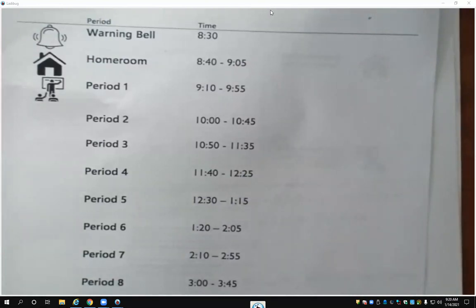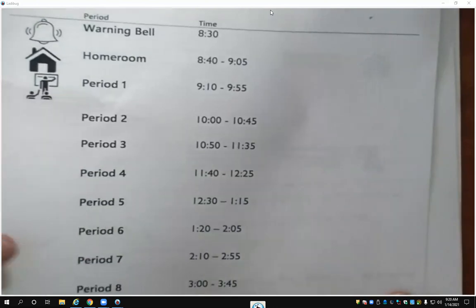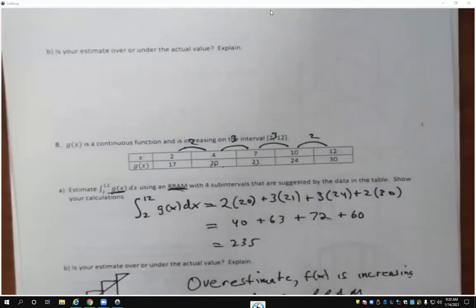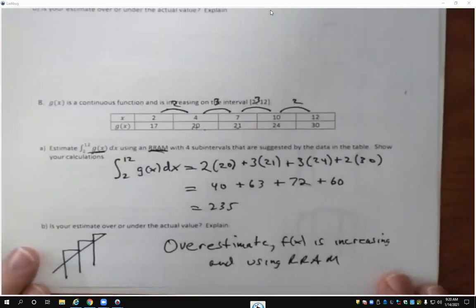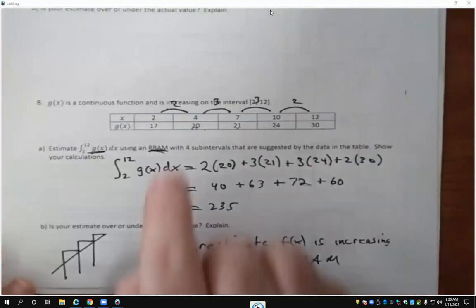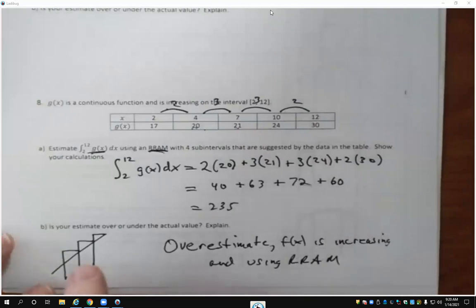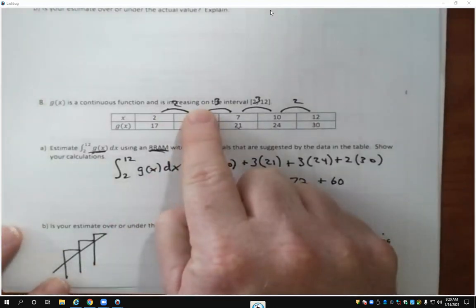Mr. Masson, I had a question about the work review. Okay, go ahead. When you were doing number 8, I was kind of confused about how you knew it was an overestimate. Is it just an overestimate because you're using RRAM? It's an overestimate because I'm using RRAM and it's increasing.